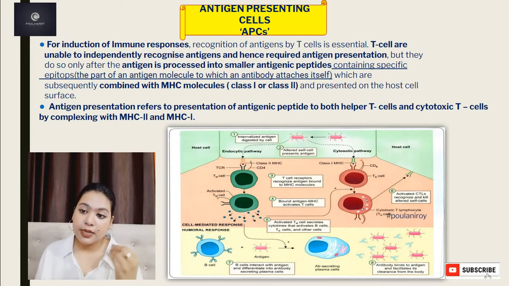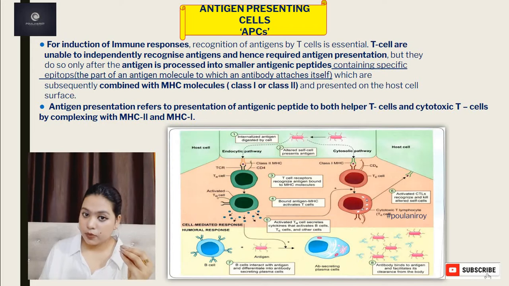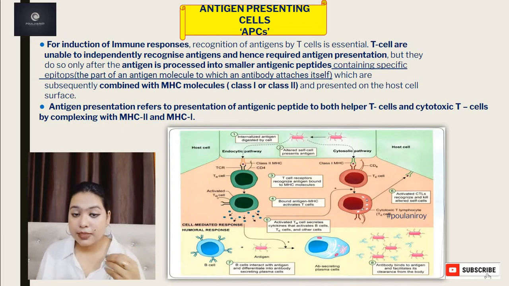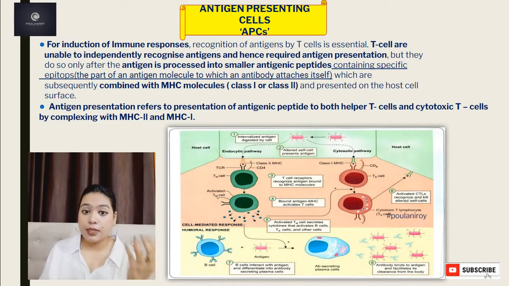The bound antigen-MHC activates the T cell. Whenever the T cell recognizes that there is MHC attached to the antigen, it binds to it, and this way the T cell gets activated, in simple language. Next, the helper T cells secrete cytokines, which cause inflammation and further activate B cells, cytotoxic T cells, and the other cells. This is the way of signaling that they do.